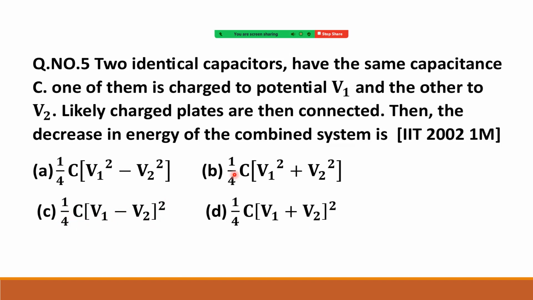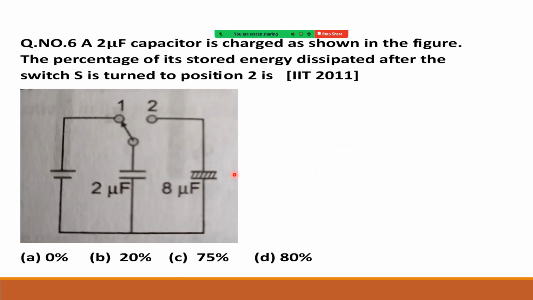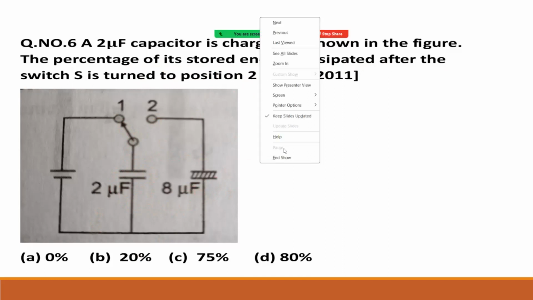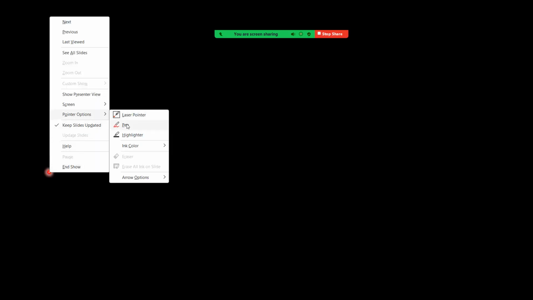Let us see the next one. This is based on the previous result only. See what is given. A 2 microfarad capacitor is charged as shown in the figure. The percentage of its stored energy dissipated after the switch S is turned to position 2. So after charging this one, we are changing the switch to 2. Okay. So what is the percentage of the energy dissipated? Given 2 and 8. This is simply based on the previous result, just now what we have discussed.